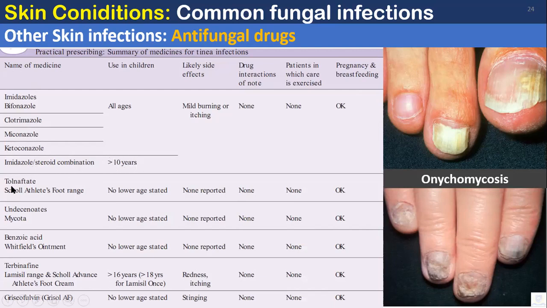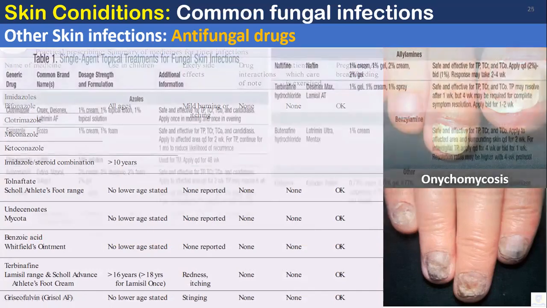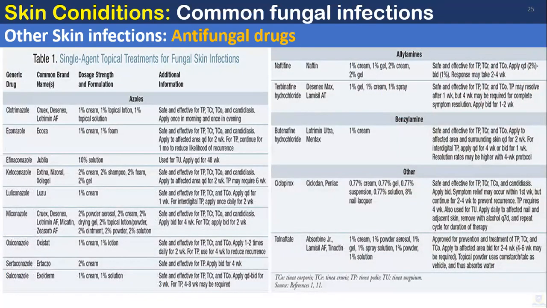years. Tolnaftate, which is used for athlete's foot, has no risk and could be used at any age. Terbinafine should be used only for 16 years old and more. Griseofulvin is used orally and not topically, and it is very effective orally.